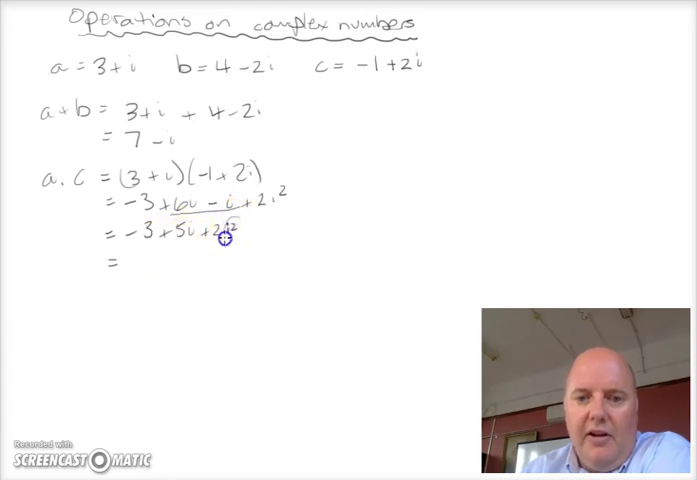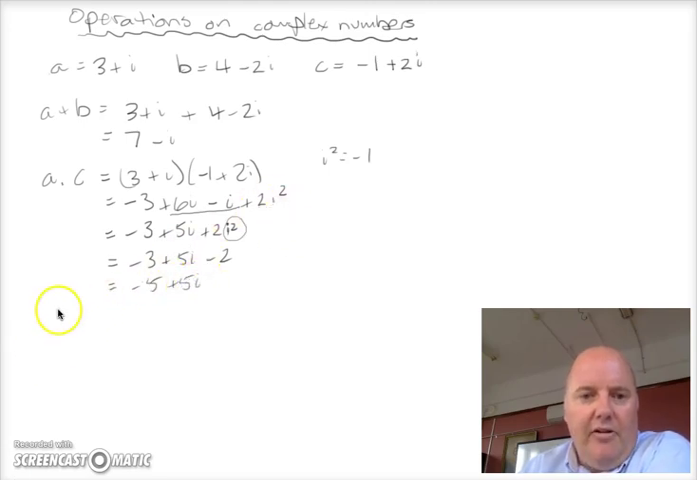Now this part here, remember i squared by definition is equal to minus 1. So that becomes minus 3 plus 5i plus 2 times minus 1 is minus 2. Group them together, you get minus 5 plus 5i. Usually the real part is written first, the imaginary part second.